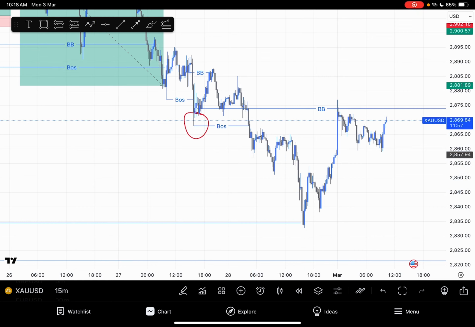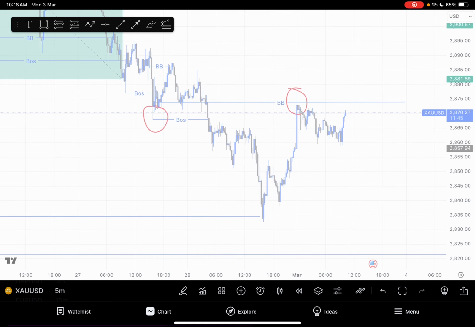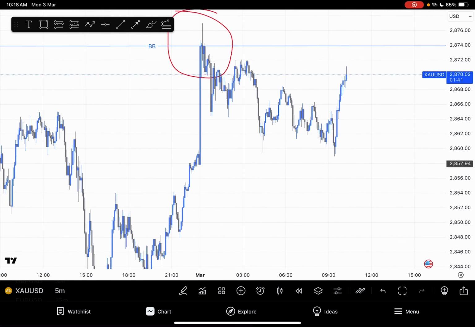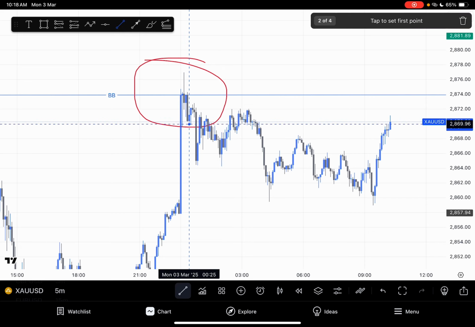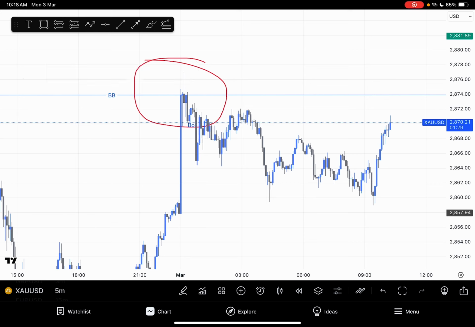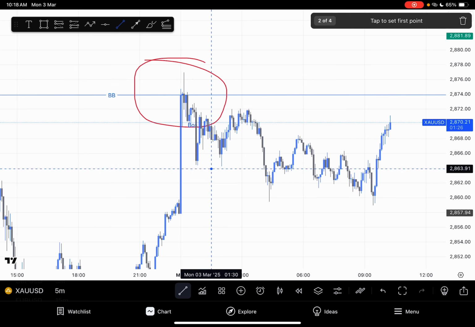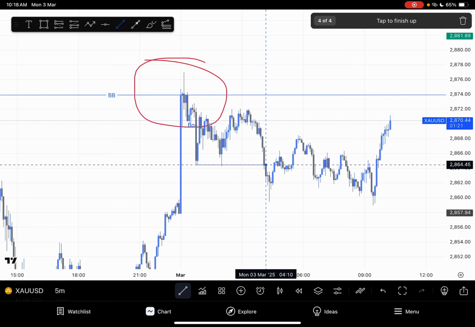So you see, I just drew the breaker block. I identified that as the BB, and you see, price came and tapped into the breaker block. It started moving to the downside, and now if you go down to the lower time frame, the 15-minute time frame, you can see after price started, it has also been creating multiple breaks of structure to the downside. So you always try to use multiple time frames to take your entries.